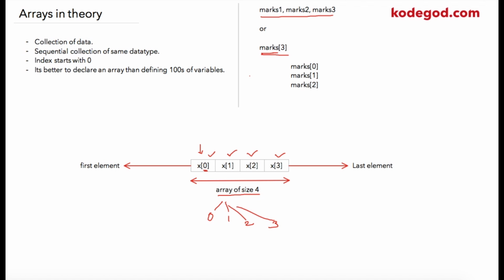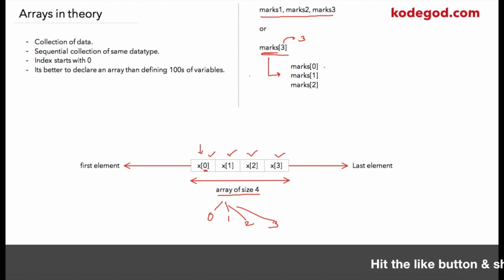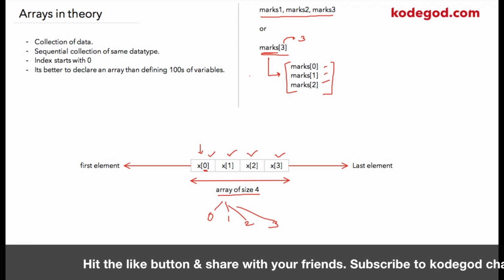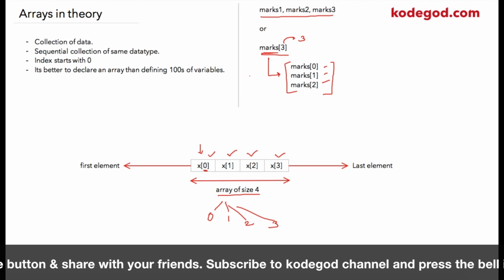So I am declaring a variable marks with size of 3. So here marks will have these 3 variables as a collection called as arrays, and all these 3 individual variables can be accessed using their index.